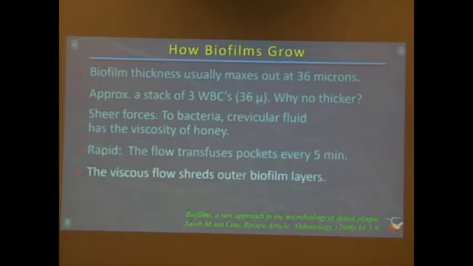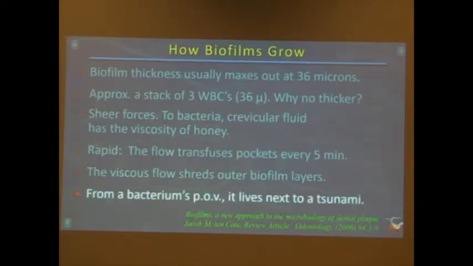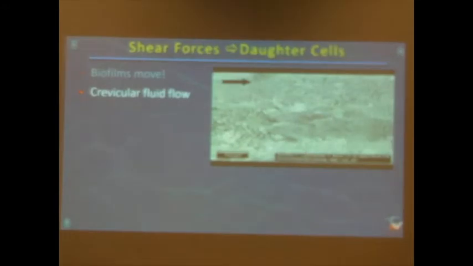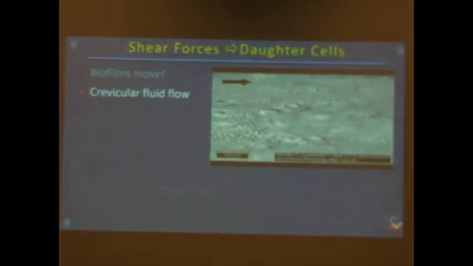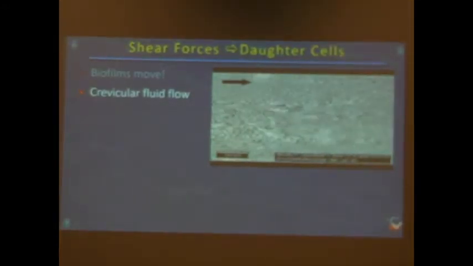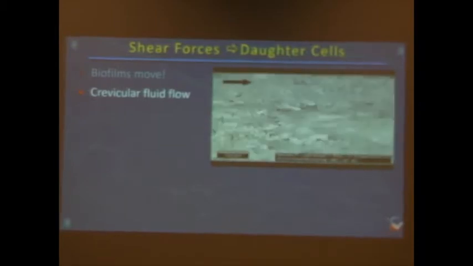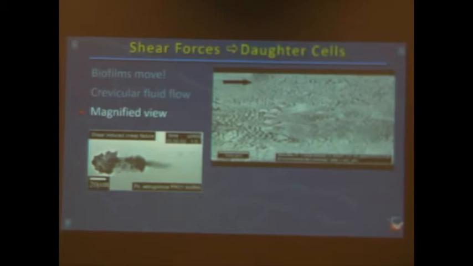And I have a little video of what that looks like for you, I think. Here we go. So this is a biofilm washing along the surface of a tooth under high magnification. And here is a magnified view of one individual clump. And you can see when the length gets to be a certain point, they just fracture off, move to another site, found a new colony, and that's how biofilms grow and spread.